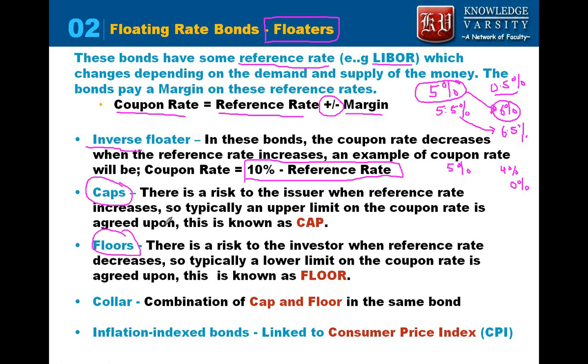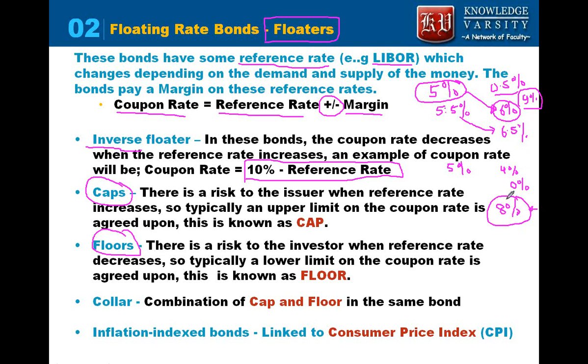Okay, so a company, an issuer, can issue a bond and specify that the cap rate is 8%. That is, the coupon rate in no case can become more than 8%. So in this case, if the reference rate becomes, let's say, 9%, the coupon rate should have been 9.5%. But if the issuer has specified that there is a cap on the coupon of 8%, the coupon cannot become 9.5%. It has to be 8% only.